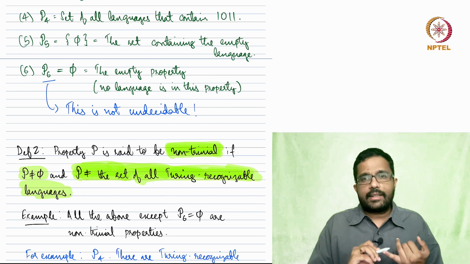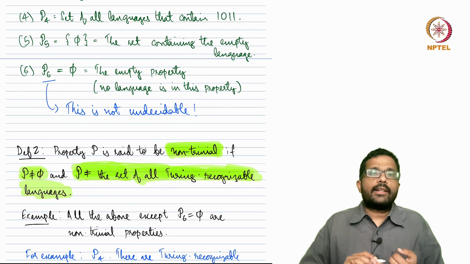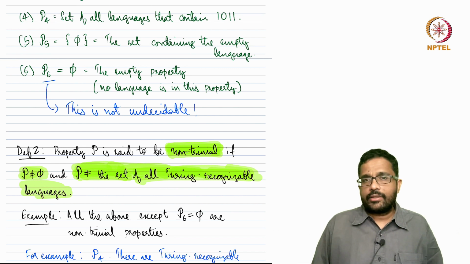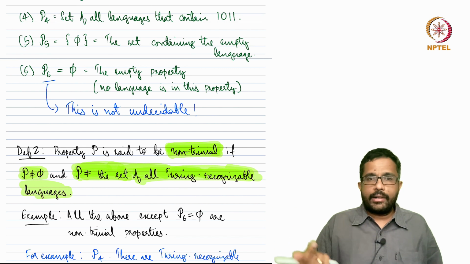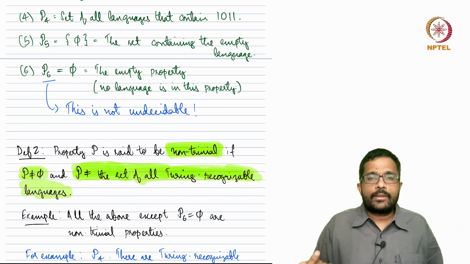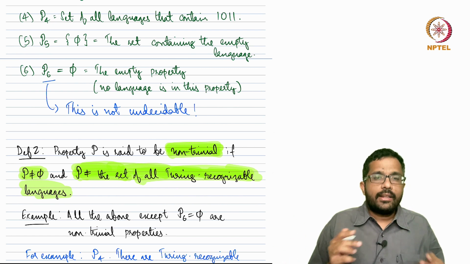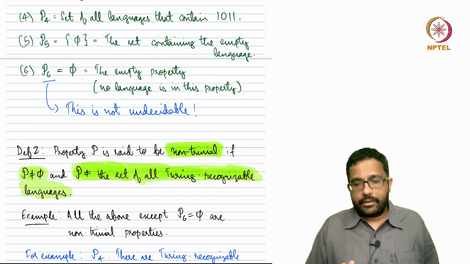One is that it must contain at least one language so that it is not empty. Two is that it should not contain all the Turing recognizable languages. So there should be at least one in the language and one out of the language. One Turing recognizable language that satisfies this property, and one Turing recognizable language that does not satisfy this property. If these two things are there, then it is said to be non-trivial, right?